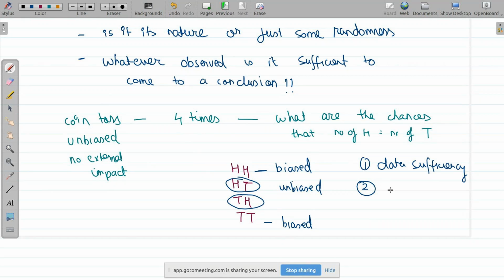Second thing is statistical evidence. Yeah. So statistics will help you answer all of these questions, and at the same time the knowledge of probability will help us evolve our thought process and understand the nature of the system at hand.